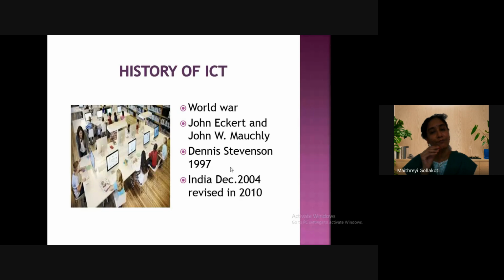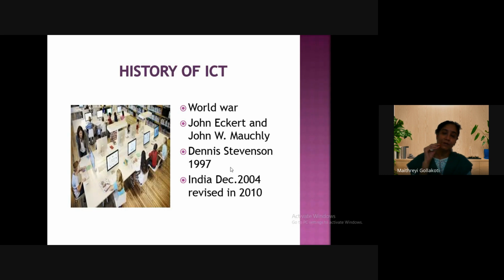History of ICT. How did ICT start? ICT started way back during the World Wars. That was the first time that ICT was ever used. But because it was wartime, it was mainly used by the military people to send information and to receive information. Because during wars, information is very, very precious, isn't it? Military secrets are very, very precious. They can change the lives of people. They are matters of life and death. So in such situations, ICT was first used.